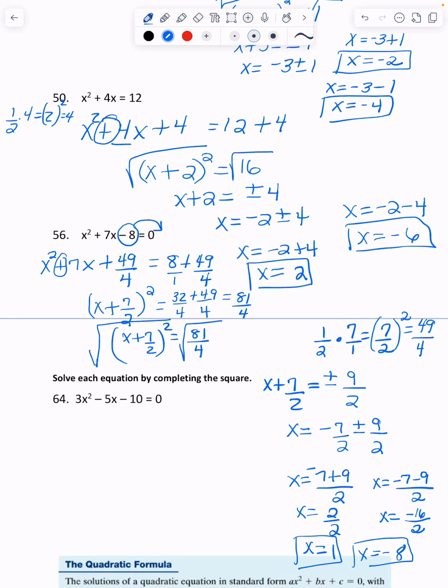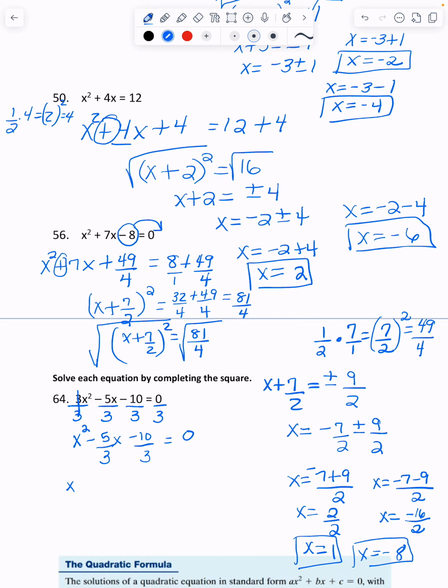Our last problem that says solve by completing the square is one that has a number in front of the x squared, so we need to address that. If I have a number in front of that x squared, I'm going to have to divide every term by that coefficient. I've got to get the leading coefficient to be 1. Zero divided by any number is 0.